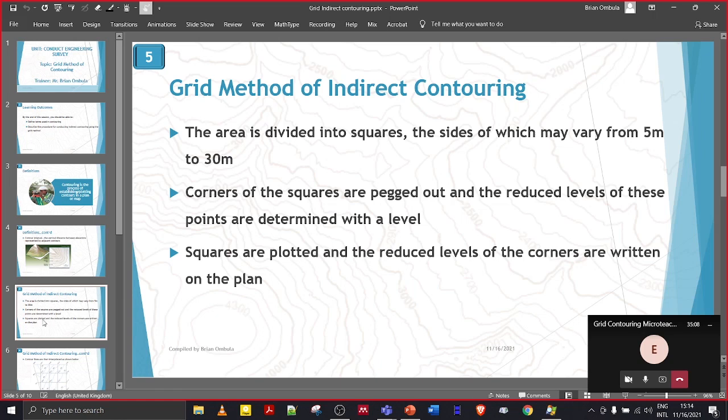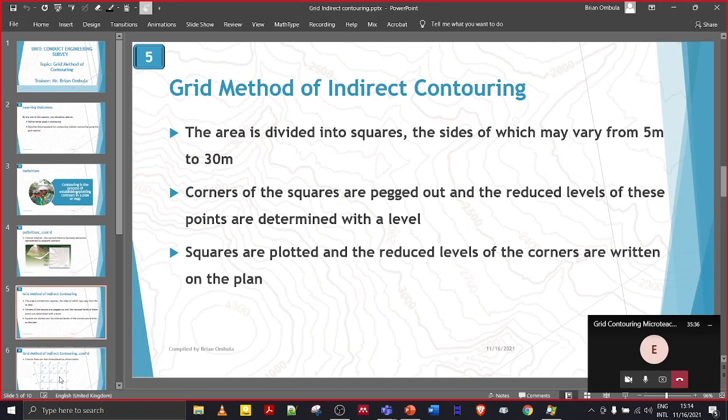I think we covered all of that in reduction of level using rise and fall. You can use rise and fall to compute the level for the corner points. After that, the squares are plotted and the reduced levels of the corners are written on the plan. It could be a plan, or in our case, because most of you are students, we can do it on a graph paper.